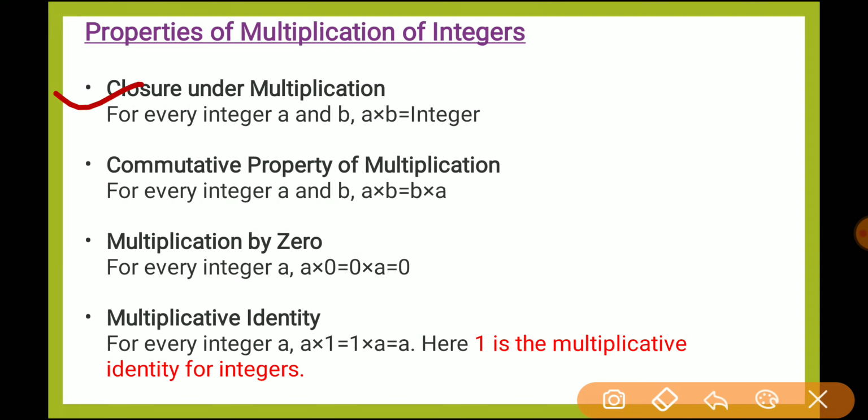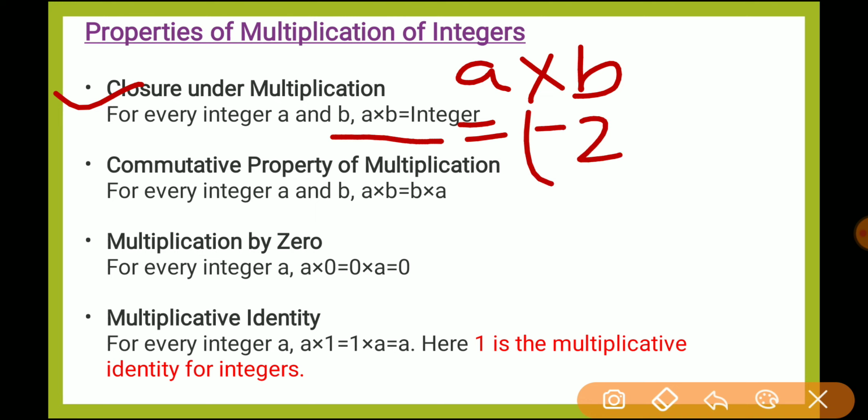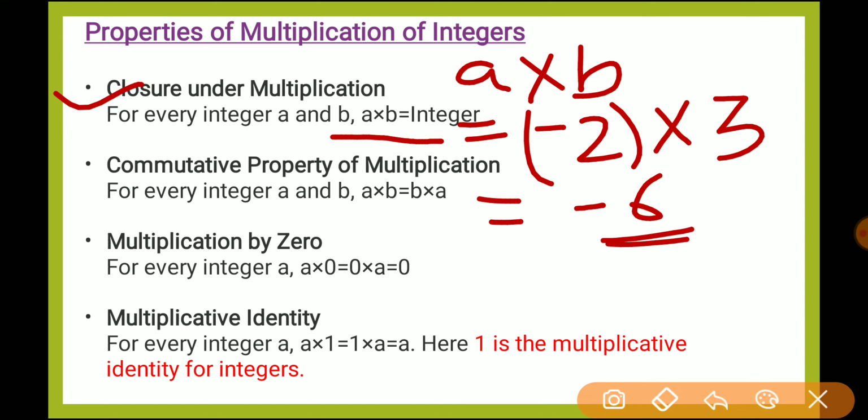It means if you are multiplying any two integers, suppose a into b, okay? Let's suppose a is minus 2 and you are multiplying it with b as 3, so you will get your answer minus 6, and minus 6 is also an integer, so you can say that multiplication comes under closure. If you are multiplying two numbers, you will get an integer.